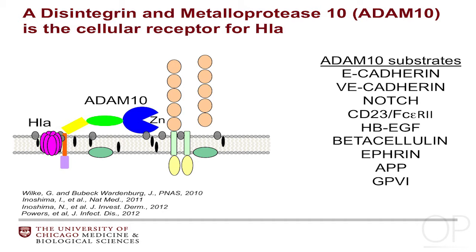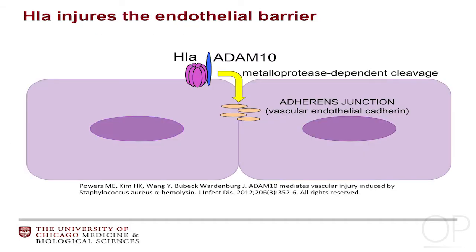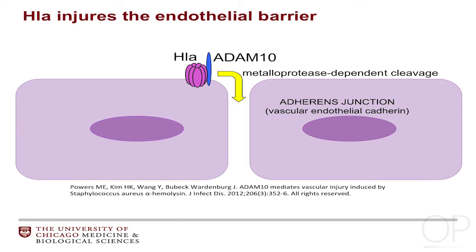Interestingly, particularly for sepsis, one of the key substrates is vascular endothelial cadherin. So we were able to demonstrate very early on that when the toxin binds to ADAM10, this leads to an increase in the metalloprotease activity of ADAM10 and facilitates the direct yet untimely cleavage of vascular endothelial cadherin. As a consequence of intoxication of the endothelial barrier, ADAM10 facilitates a disruption of this barrier.